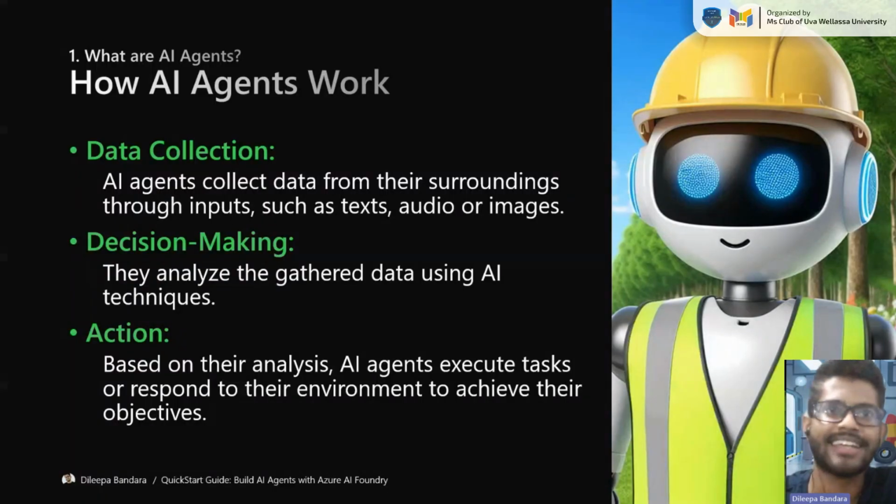That's exactly the thing about these three. We have data collection as input. AI agents can collect data from their surroundings through inputs such as text, audio, and images. Then, according to that collected data, agents can make decisions, right? They can analyze the gathered data using AI techniques such as algorithms or predefined tools, right?